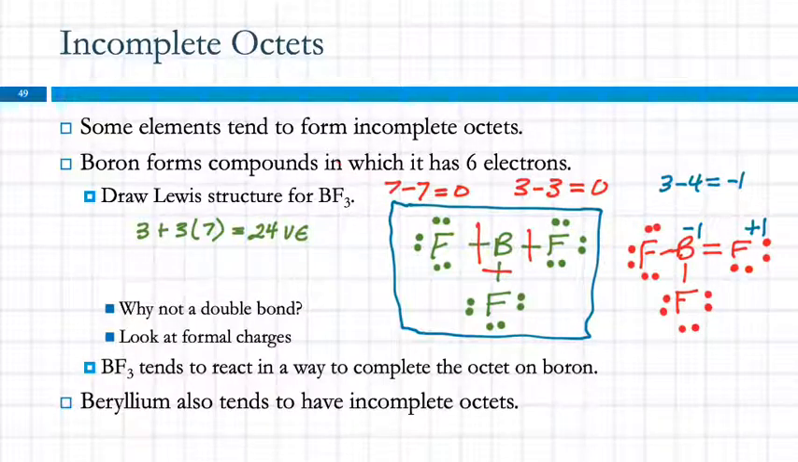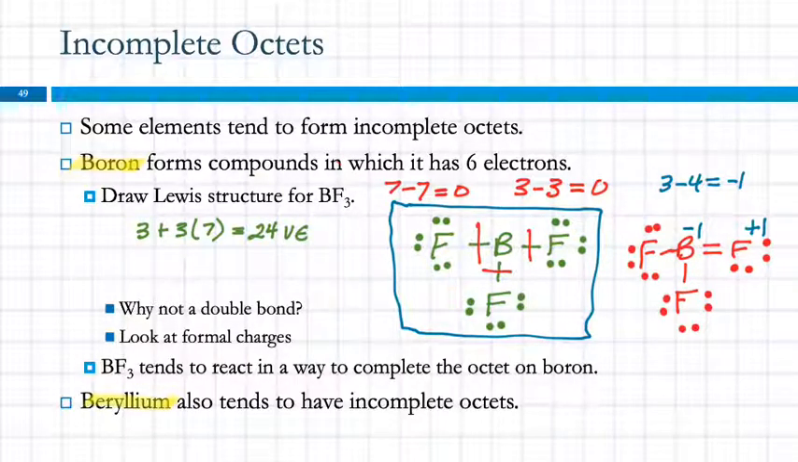Now, how would you know to do this one instead of that one? Because I'm telling you, boron does this. He's a little guy, right? Now, boron trifluoride does tend to react in a way that boron completes its octet, but this is a stable molecule. Another guy that does this is beryllium. So you kind of just have to remember those guys, boron and beryllium.